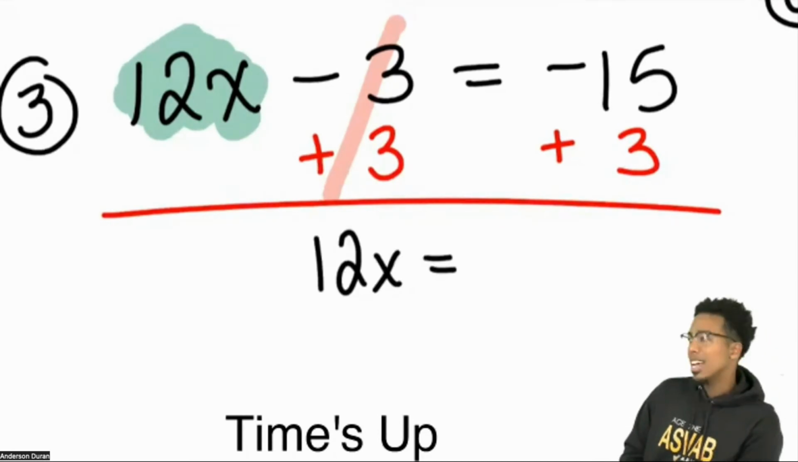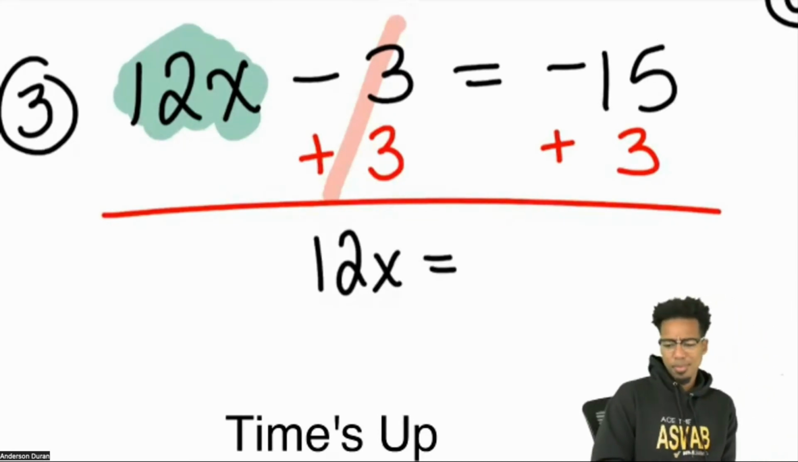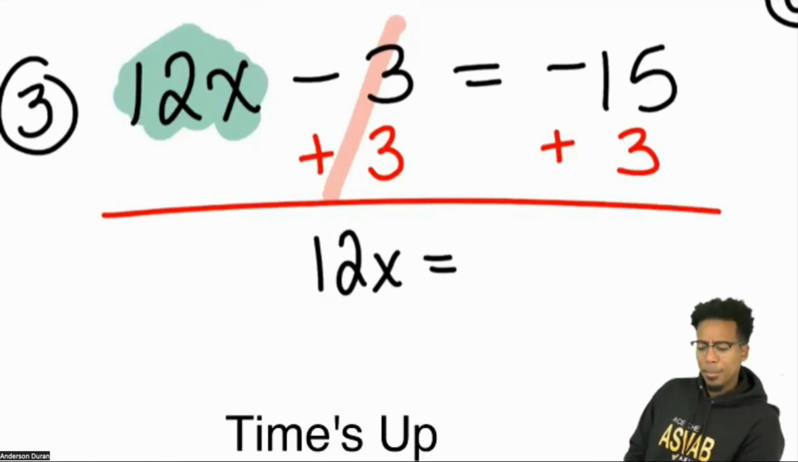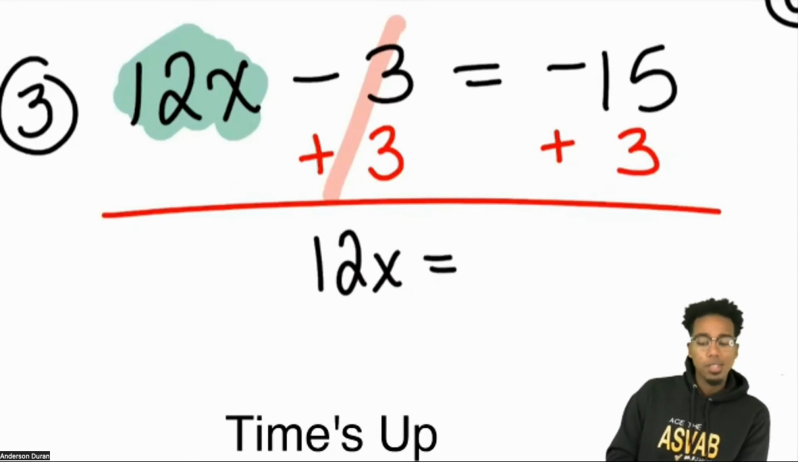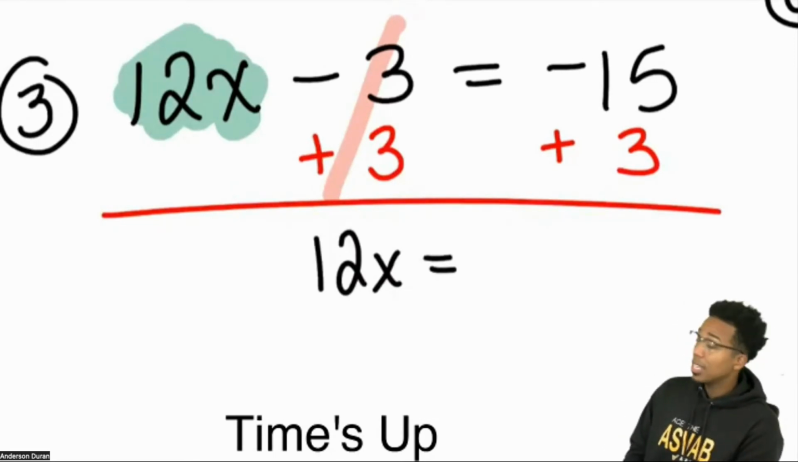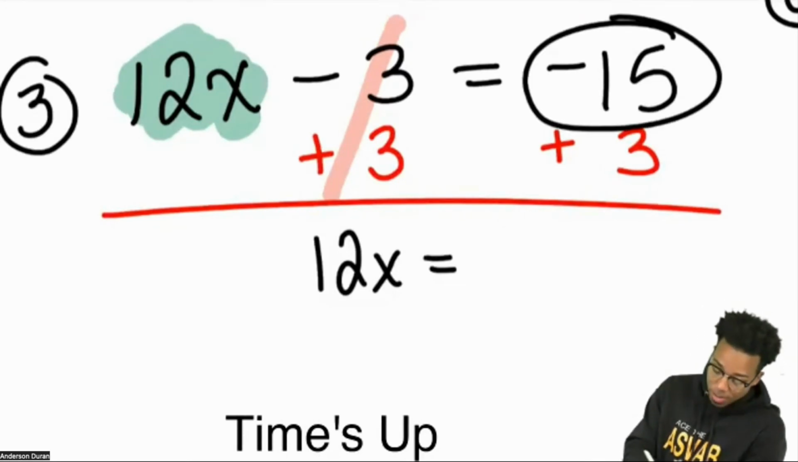And then negative 15 plus 3, what's that going to be? Yeah, negative 12. Remember, when you have a negative and a positive being added together, just subtract the numbers and keep the sign of the bigger number. 15 minus 3 is 12, but it's going to be negative 12 because that 15 is way bigger than 3.